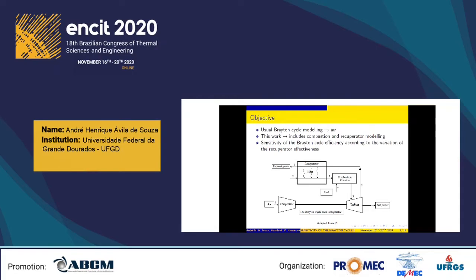Thus, this analysis allows us to balance the cycle efficiency and the emission of pollutants. Once the pollutants are determined, we compare the results to the CONAMA emission limits.